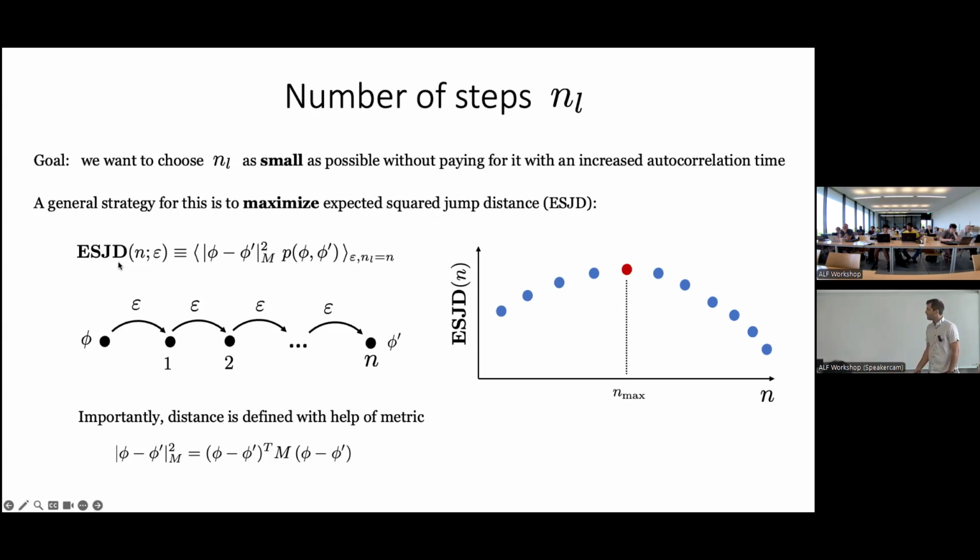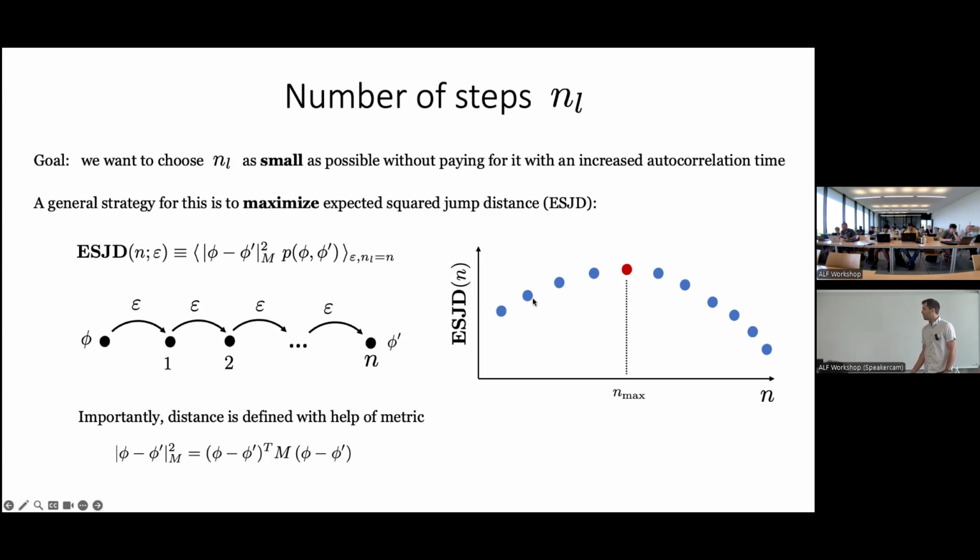So this is just the expectation value of the expected squared jump distance as a function of n, the number of steps that you're jumping, for a fixed step size epsilon. It is the expectation value of the distance that you have traveled at that n, times the probability of being accepted at that distance. That curve will generally follow some structure like this.